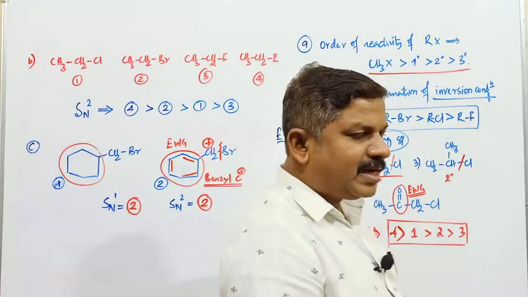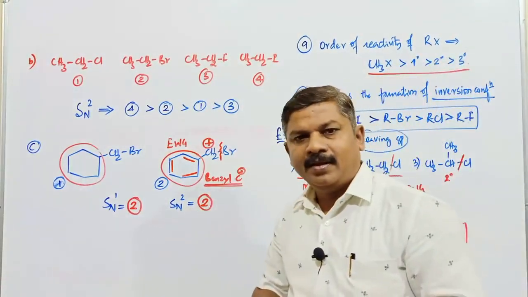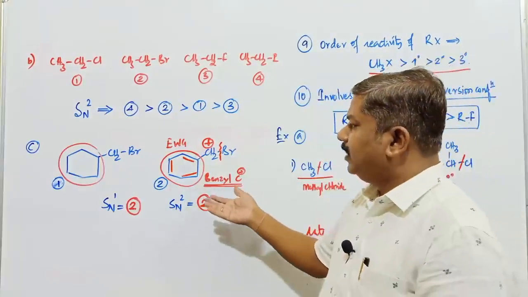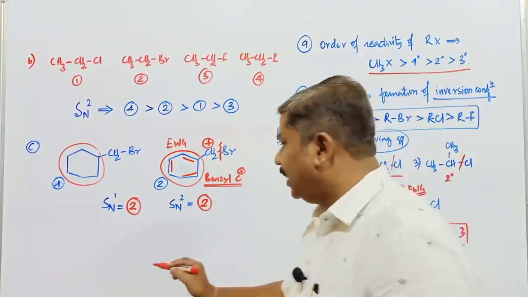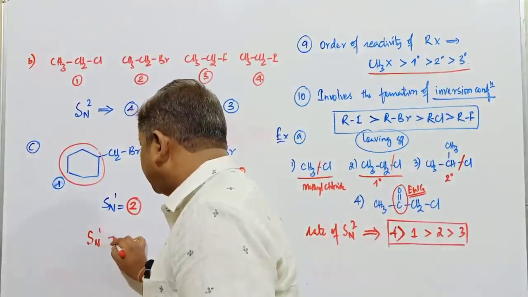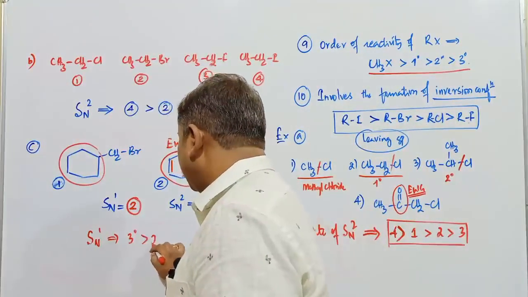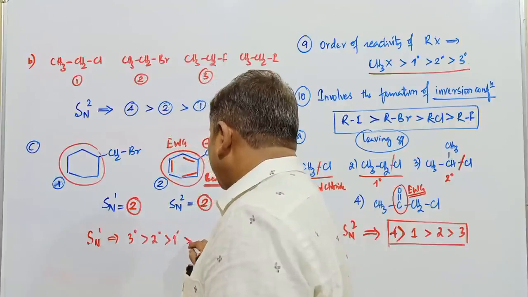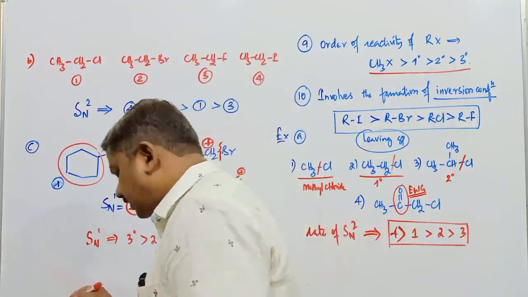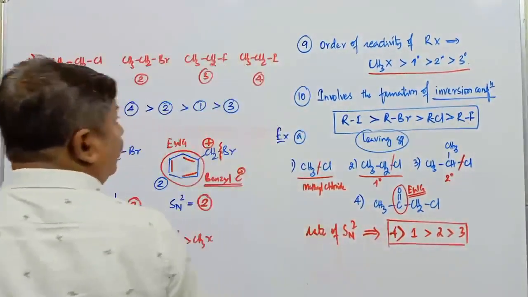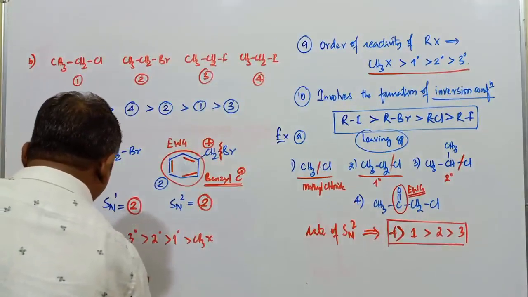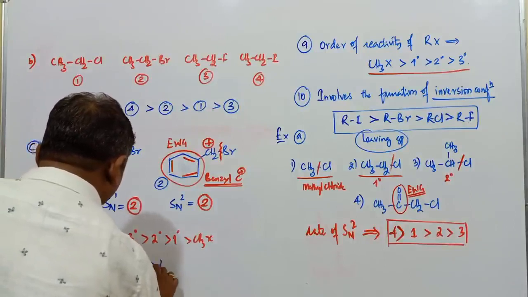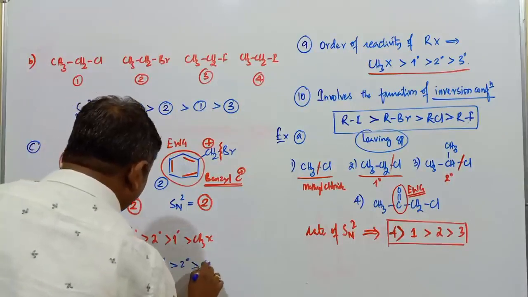Then there will be slight confusion, I think, here. How is it possible that a single compound undergoes both SN1 and SN2 mechanism? Already I have mentioned, for SN1 reaction, the order of reactivity is tertiary greater than secondary greater than primary greater than methyl halide. For SN2 reaction, I just mentioned the order of reactivity of alkyl halides. There it is. This is SN2 mechanism. It is methyl halide greater than primary greater than secondary greater than what? Tertiary alkyl halides.